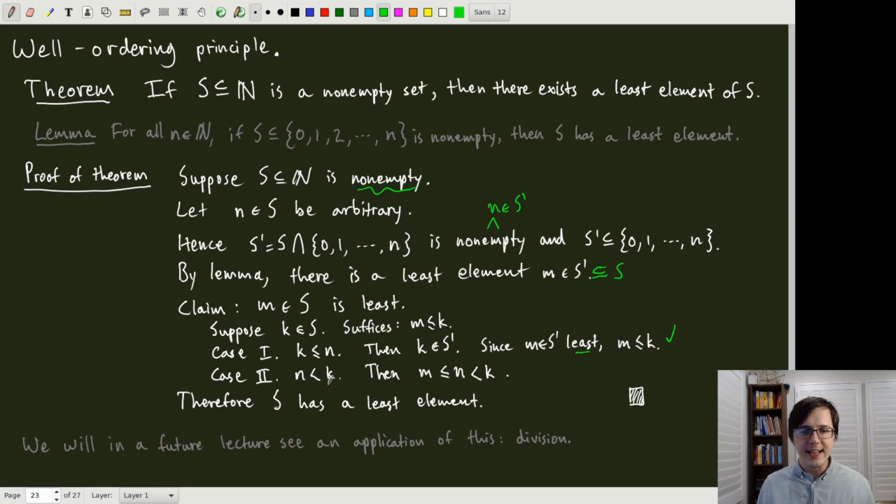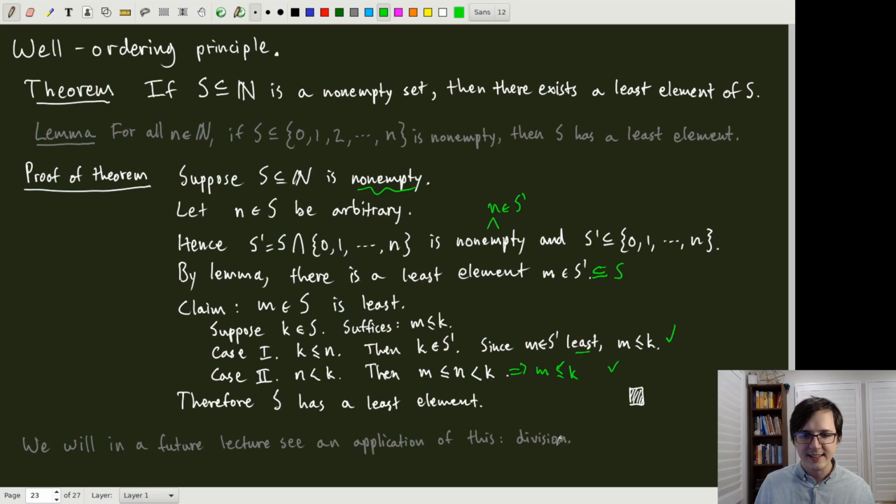So now case 2, N is less than K. Since M is less than or equal to N, because M is an element of S prime and we intersected with this set from 0 to N, and since we assume N is less than K, then we can just compose those two inequalities together and get that M is less than K, which, or less strongly, implies that M is less than or equal to K, which was precisely what we wanted to show.